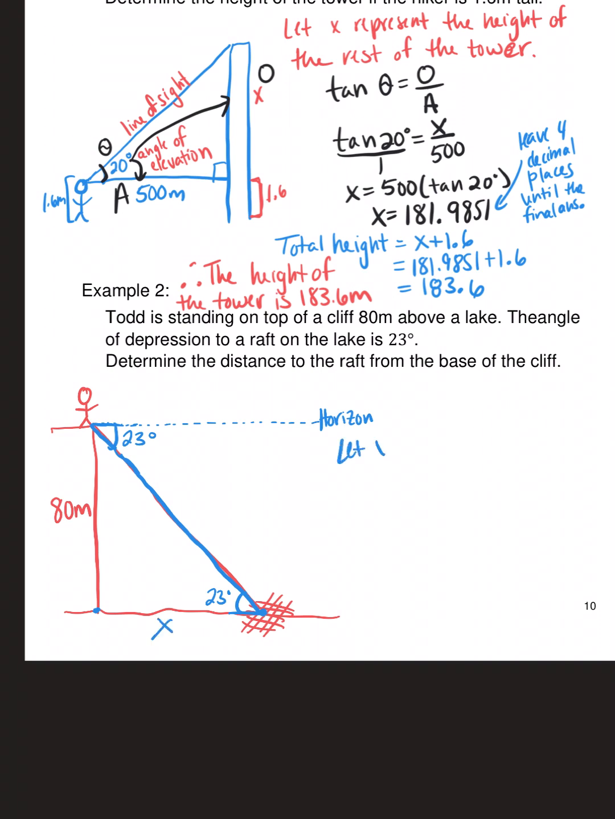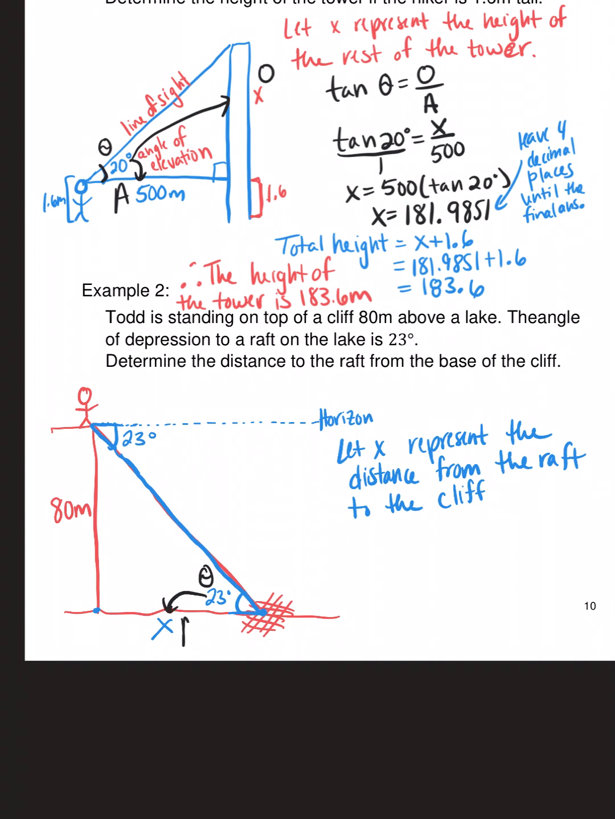So let's let X represent the distance from the raft to the cliff. So again, we have to look at what we are working with here, what sides did they give us, so we can determine which ratio to use. So if this is my theta, I have my adjacent side, and we also have our opposite side, because remember this is my 90-degree angle here. So if I have my opposite and my adjacent, that tells me I'm going to use tangent of theta, which is equal to our opposite over our adjacent. So the tangent of 23 degrees is equal to 80 over x.